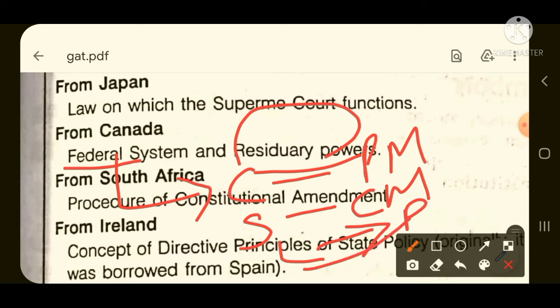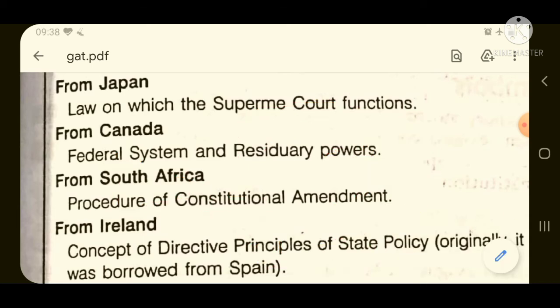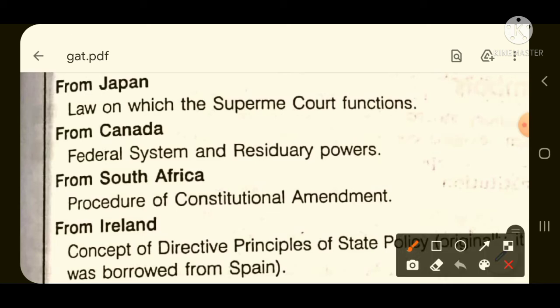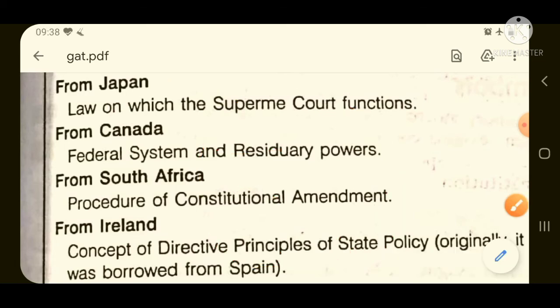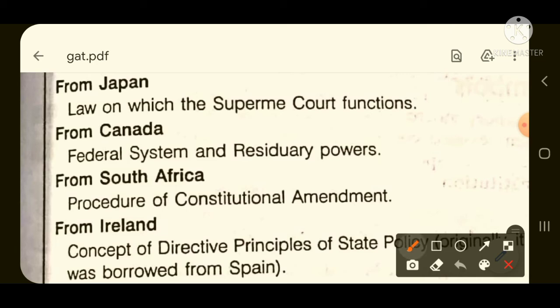So in this form of government, the power of the country has to be divided into three forms: central government, state government, and local self government. This is called the federal system of government, and this federal system we have borrowed from Canada only.